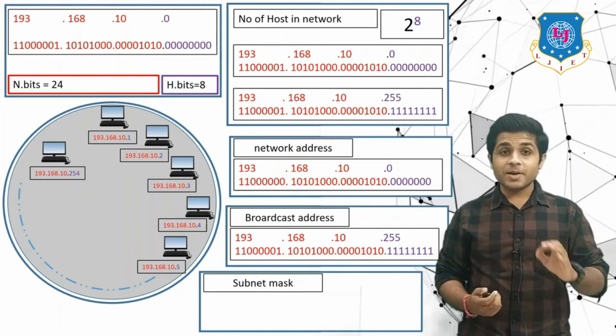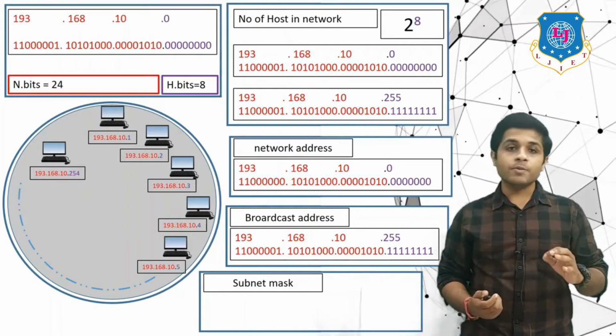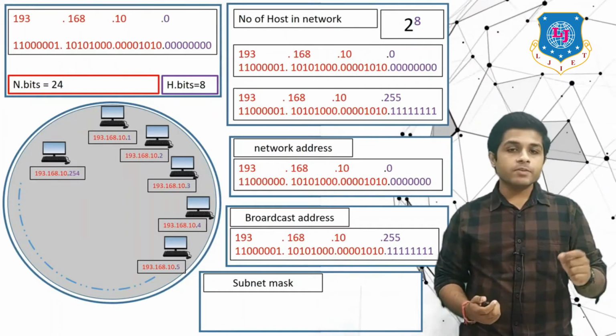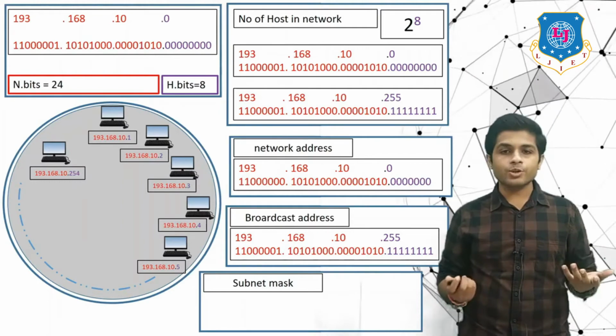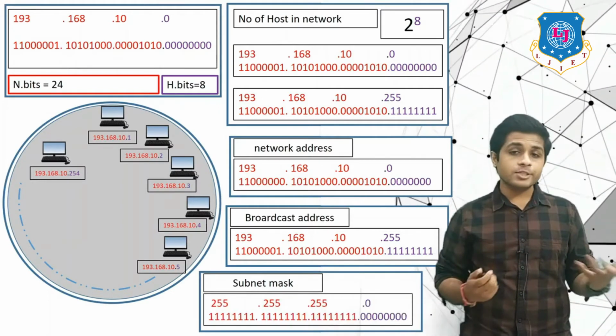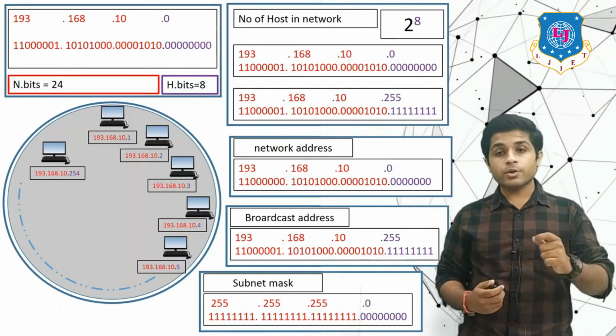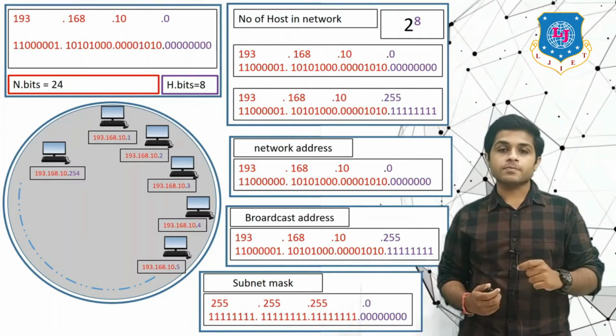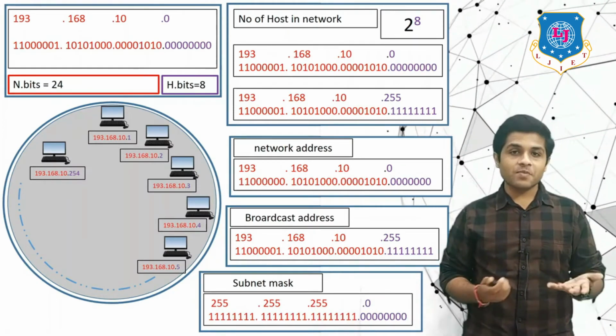Now I want to find the subnet mask. To find the subnet mask, all you need to do is set all the network bits to 1 and set all the host bits to 0. So when you set all the network bits to 1 and host bits to 0, you will get 255.255.255.0. But what is a subnet mask and why is it needed?